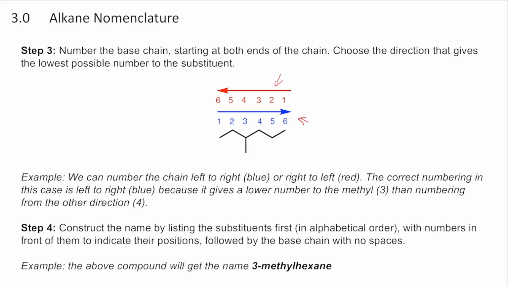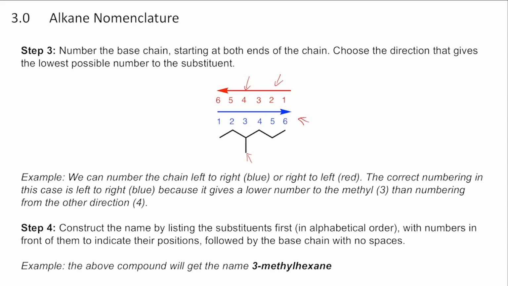So if we use the blue marking or numbering scheme here, we end up giving our methyl group, we find it at position 3, attached to carbon 3. If we use the red numbering scheme, we would end up finding that methyl attached at number 4. So the correct numbering for this molecule would be the blue numbering scheme because it gives the lower number 3 to the methyl group as opposed to the red scheme, which would give it 4.